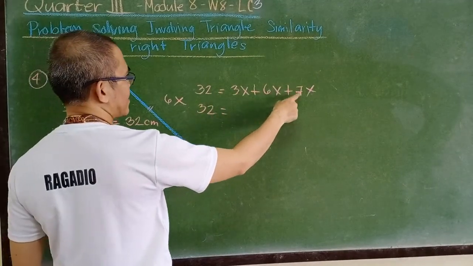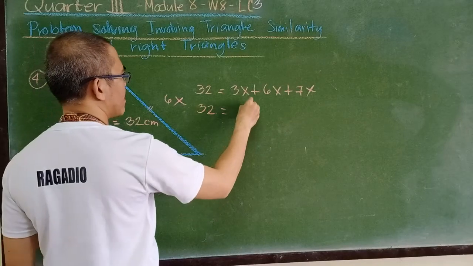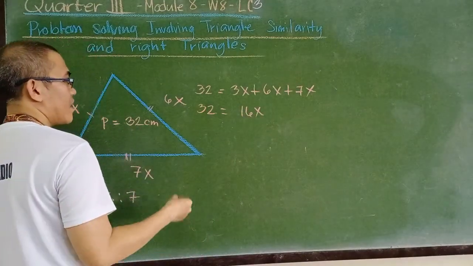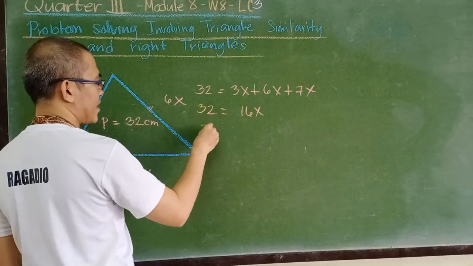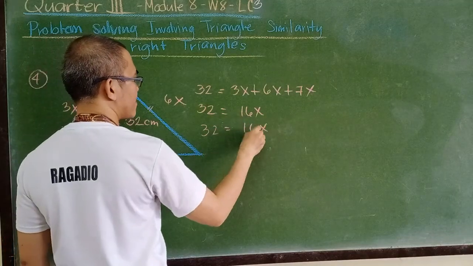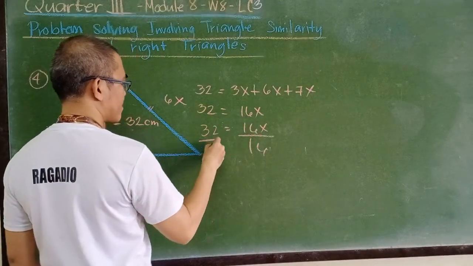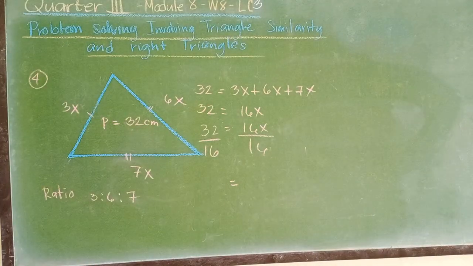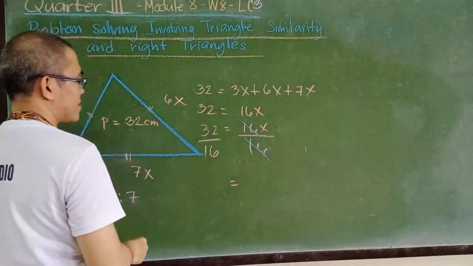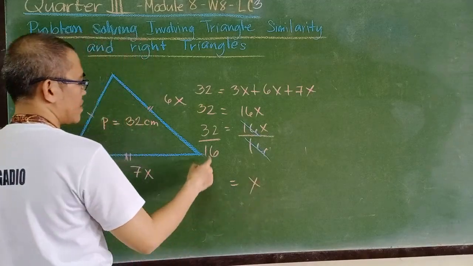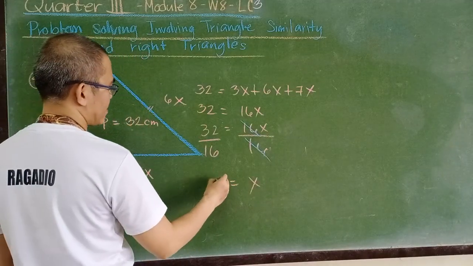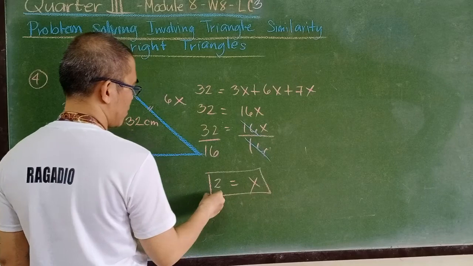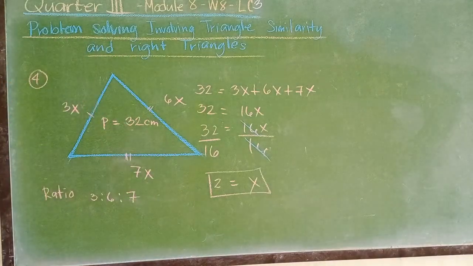3x plus 6x plus 7x. So, this will give us 16x. Next is to divide both sides by 16. So, this will be cancelled out. So, x, and then 32 divided by 16 is 2. Or x is equal to 2.